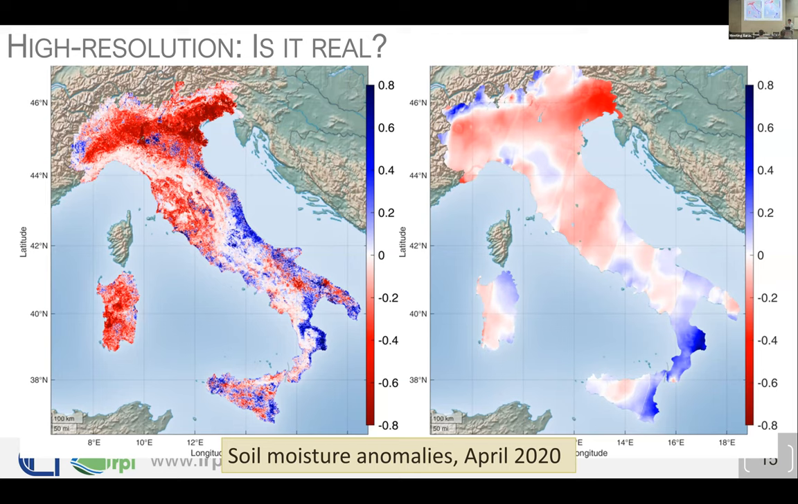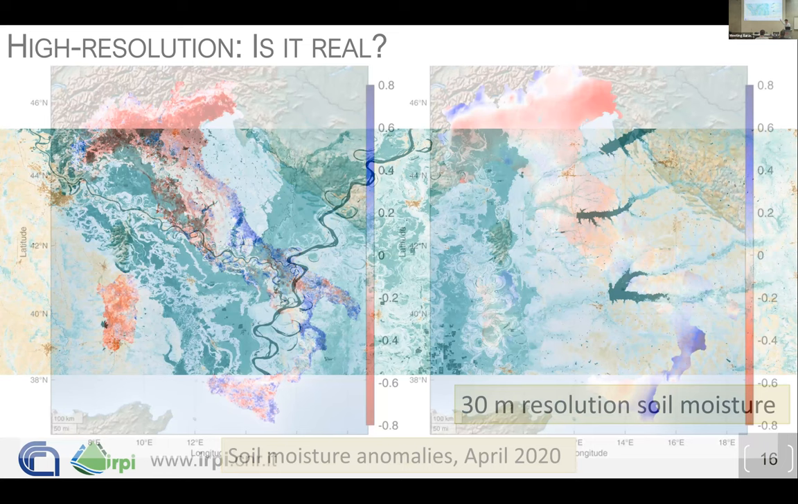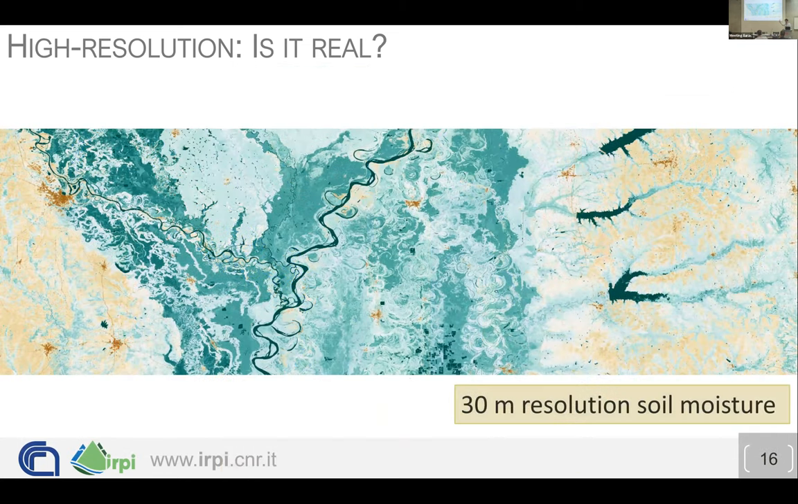They told you that the product is at 1 kilometer, but it's not. You can even have data sets at 30 meter resolution for soil moisture. Very nice map. You can see river topography and whatever. But how to get 30 meter resolution on most of this, really, I don't know. But we have data sets. If you go online, you can find this kind of data sets.